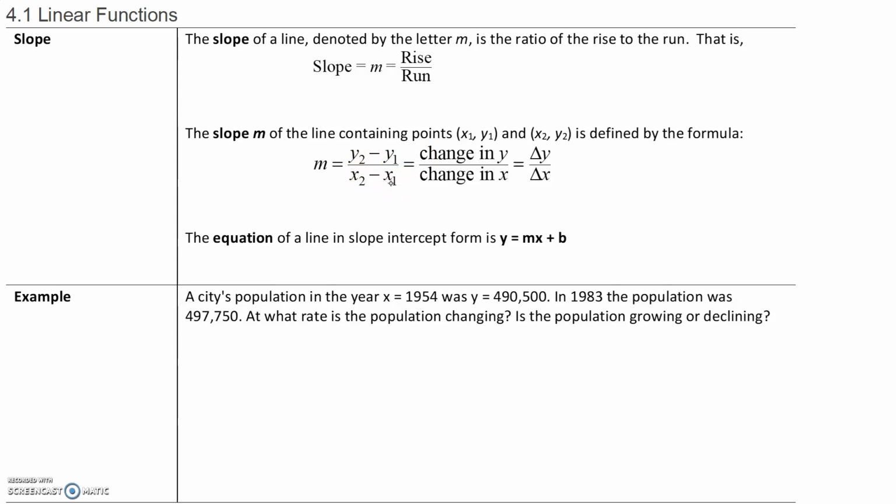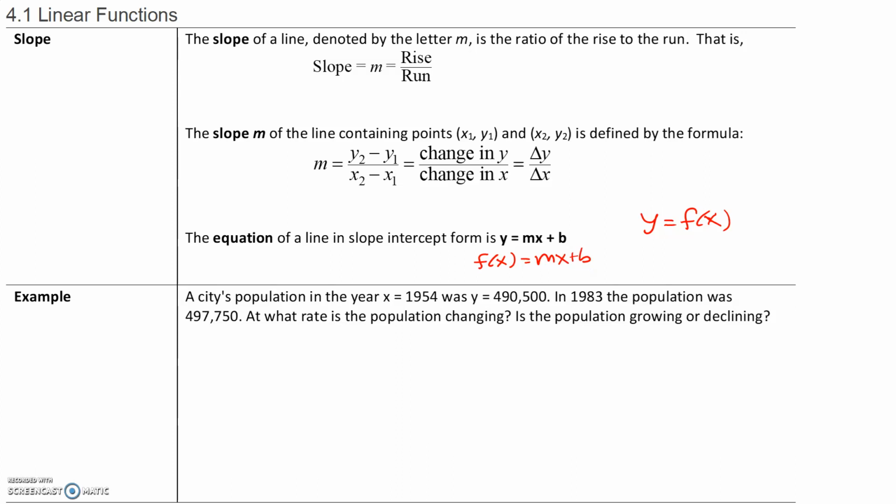And the equation of a line is in the form y equals mx plus b. But in this section, because we are using function notation, instead of y, we will use f of x. And remember that y and f of x are interchangeable. Y is equal to f of x. So instead of writing y equals mx plus b, we will write f of x equals mx plus b.